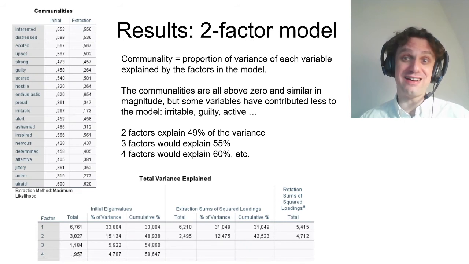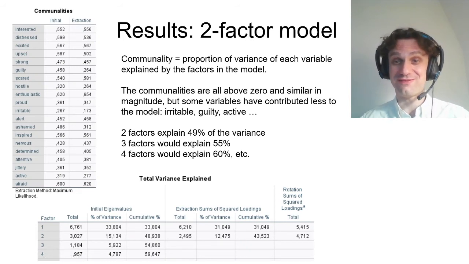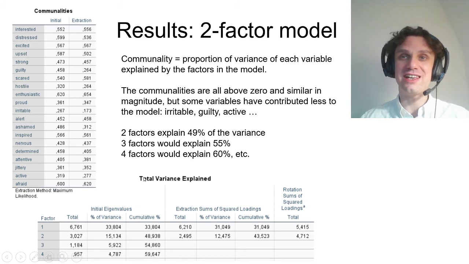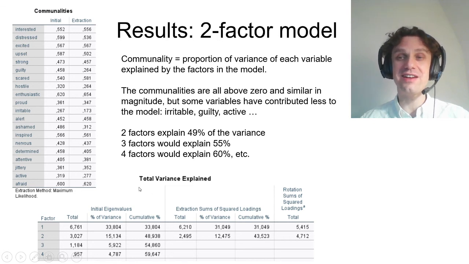And finally, if the number of dimensions that we chose is what we want, we can take a look at communalities and at variance explained. This variance explained table tells you the proportion of variance of your variables that is explained by the model as a whole. The left part reflects initial components. So 1 dimension would reflect 34%, then 2 dimensions 49%, 3 dimensions 54% together, and so on.